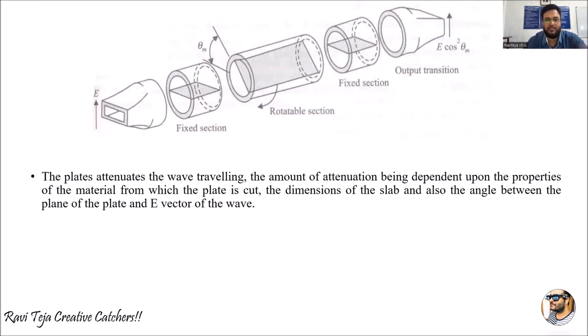Now, whatever plates we are talking about, the horizontally placed plates, attenuate the traveling wave, and the amount of attenuation depends on the property of the material of the plate. Whatever material the plates inserted in those sections are made of, based on that property, the amount of attenuation also depends. And it depends on the dimensions of the slab and also the angle between the plate and the E vector of the wave. Based on the dimensions as well as the E vector of the wave which we are giving as an input, all these are taken into consideration for the attenuation. So, this is somewhat a little bit complex.